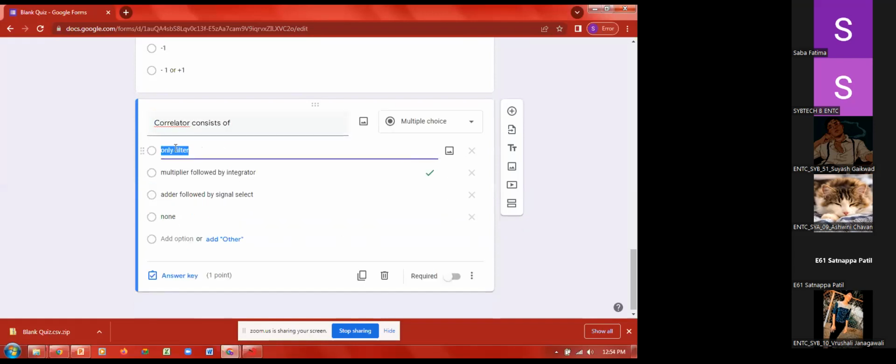Only the filter is a matched filter. We are not following any adder kind of process, not adding up any signals and then selecting a signal. Nowhere are we going through this kind of process. We have various signals and then we select the signal. So the correct answer for this one is that the correlator consists of a multiplier followed by an integrator.